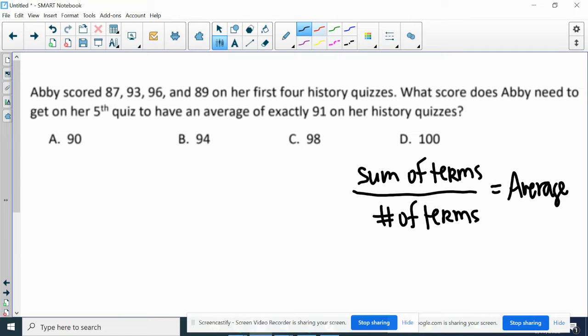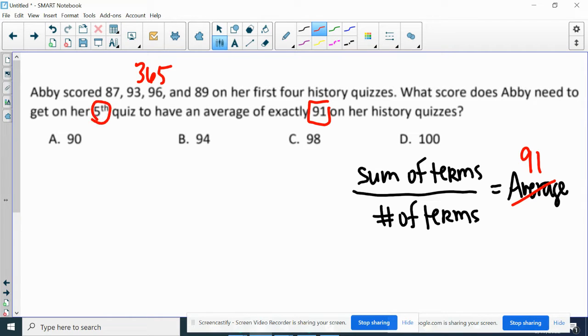So in this case, normally we would just add them all together, divide by the total number there, and then we get out the average. But this is one of those things where we're given the average that we want, so this can become a 91. We can add all these up, so 87 plus 93 plus 96 plus 89. Sorry, let me dig out my calculator real quick. So 87 plus 93 plus 96 plus 89, which gives us 365.